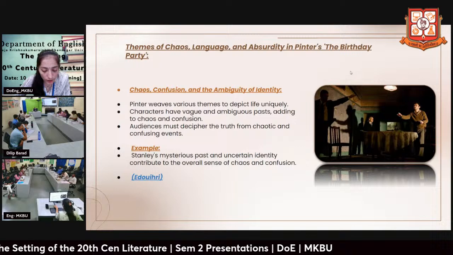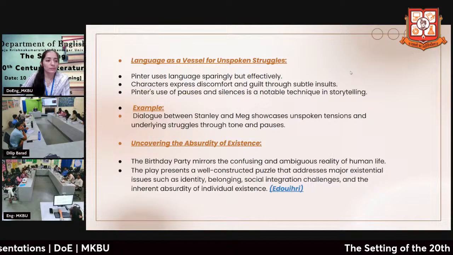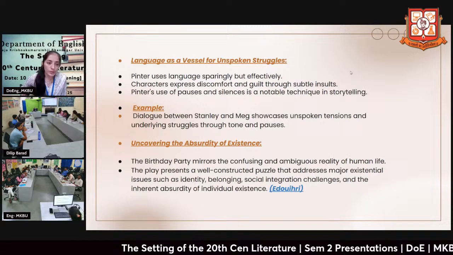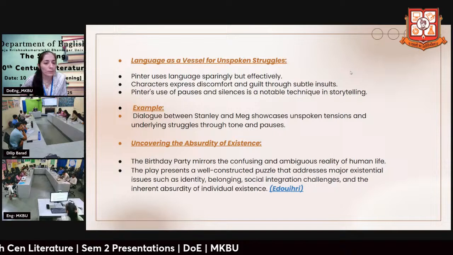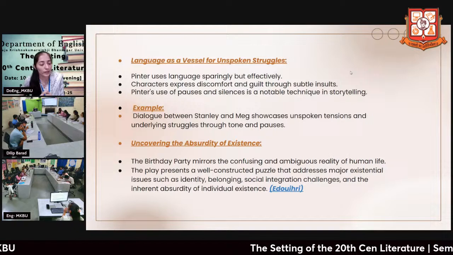This information I have taken from an article, Reading of Harold Pinter's The Birthday Party. Language is a vessel of unspoken struggles. As we discussed, Pinter uses pauses and silence to describe that intense situation. So the language is used sparingly but effectively, and characters express discomfort and guilt through subtle insults.